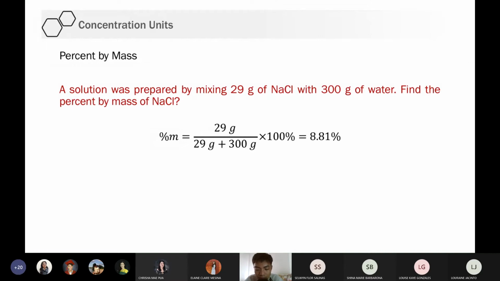A solution was prepared by mixing 29 grams of NaCl with 30 grams of water. Find the percent by mass of NaCl. Okay, so again, ano yung solute? Solutes are the substances that exist in small quantities. So that means ito yung ating solute. Itong water, since water yan, edi solvent yan. Automatic yan. Water is the solvent. Okay? Then, what's next?